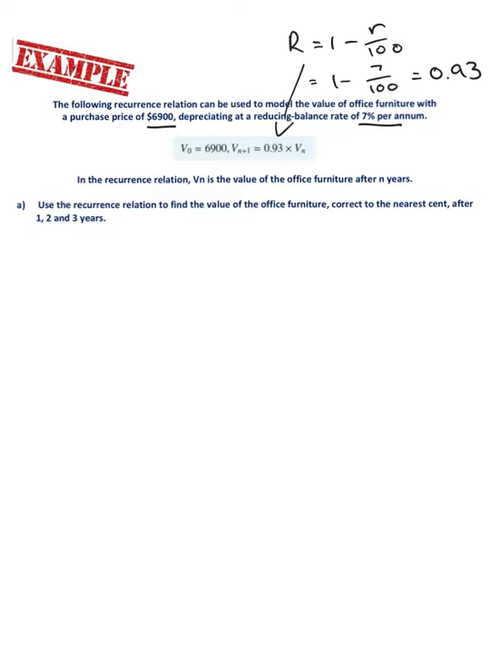In the recurrence relation, Vn is the value of the office furniture after n years. Use the recurrence relation to find the value of the office furniture, correct to the nearest cent, after 1, 2, and 3 years. So let's start by writing out our recurrence relation. Remember, we found that just above here. So let's find the value after 1, 2, and 3 years.